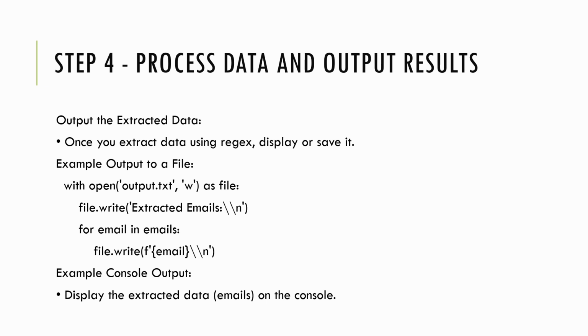Once we have extracted the relevant data using regex, we need to display or save the results. We can loop through the extracted emails and write them to the output file like this. With open output.txt, w as file, file.write extracted emails. Then loop through and write each email to the file. Alternatively, we can print the results directly to the console. Both methods will help us verify the data we have extracted.